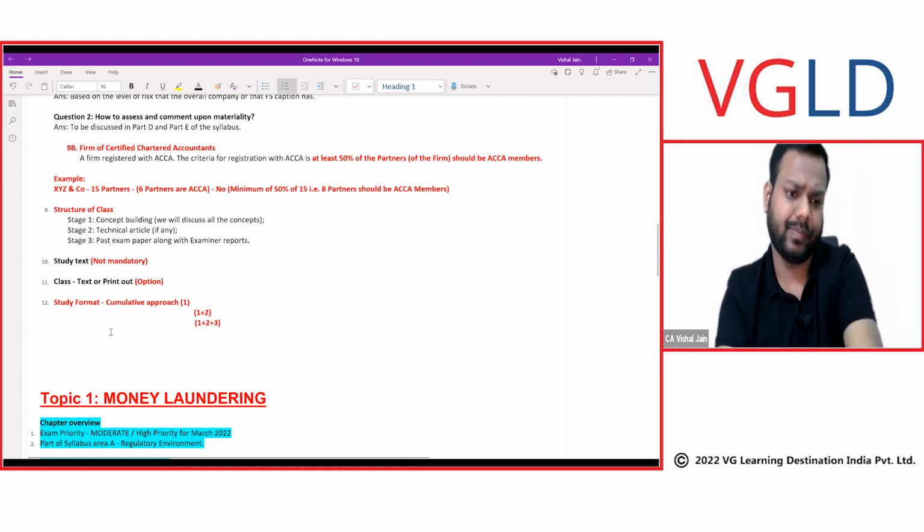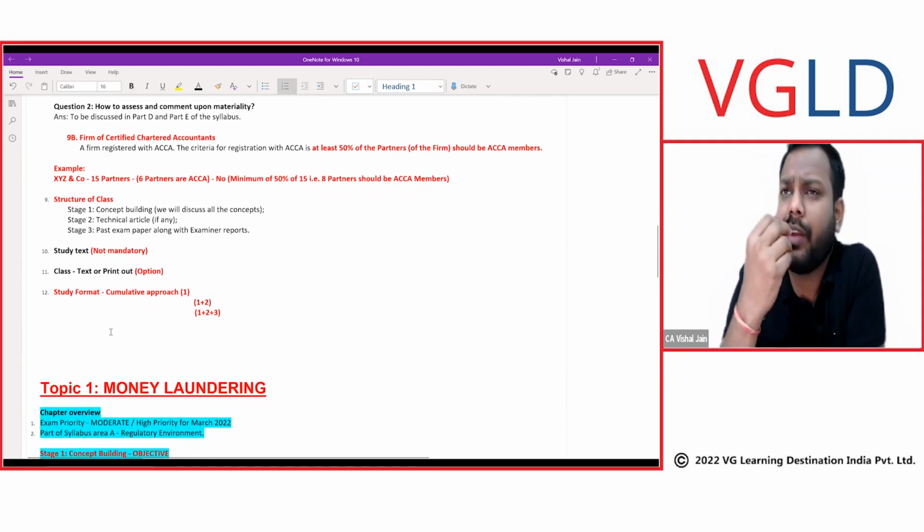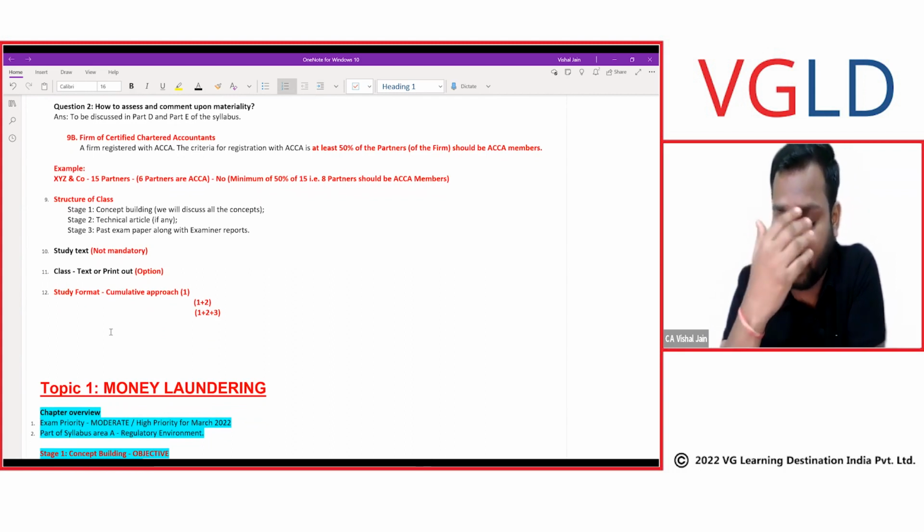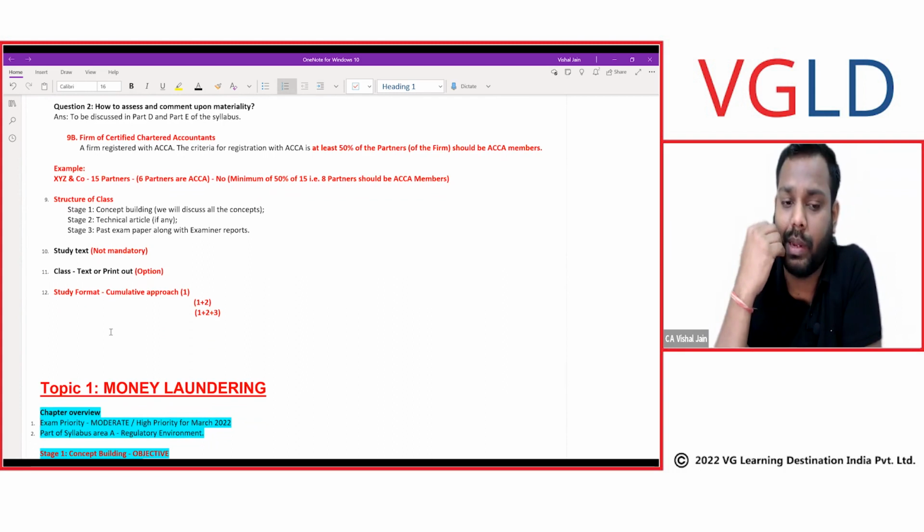Now understand, guys, that when we study money laundering, which is a part of our syllabus area A, regulatory environment, as we know, syllabus area A, regulatory environment, is of moderate priority in the exam.